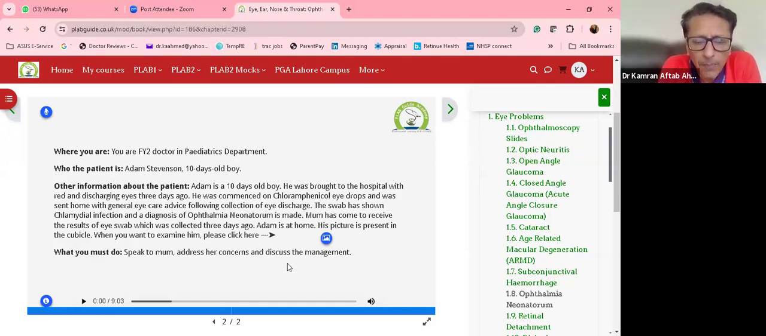Now typically the patient will be only a few days old, 3-4 days old, 10 days old, 15 days old, with redness in both eyes along with a sticky discharge coming out of the eyes. All right, so you have to take a detailed history from the mom about her health, about her partner, and about the child as well.